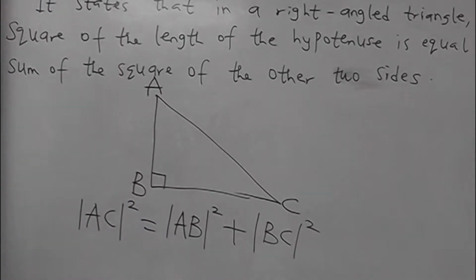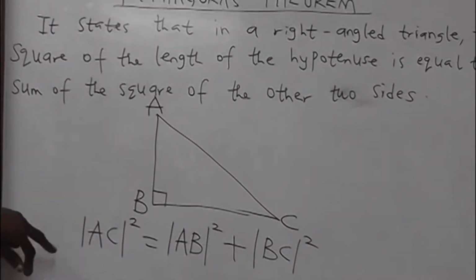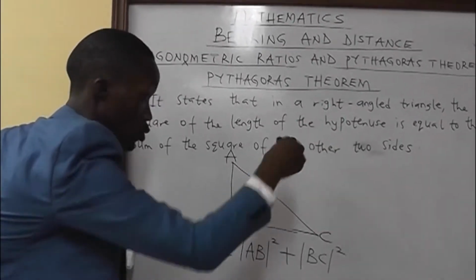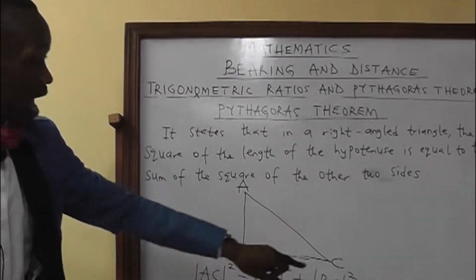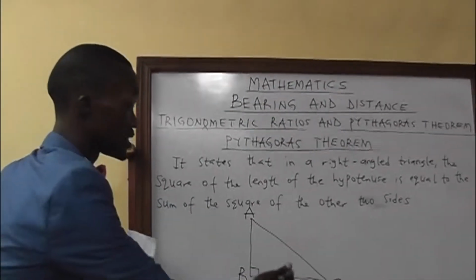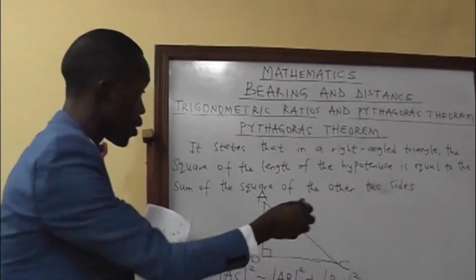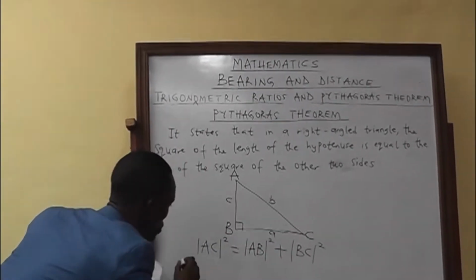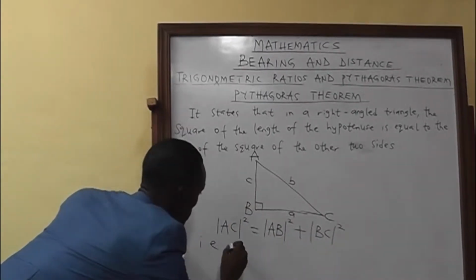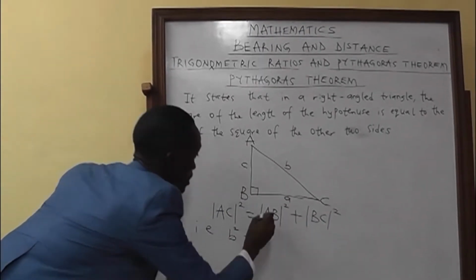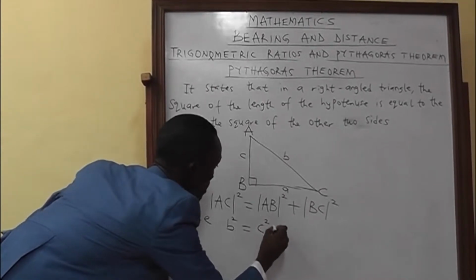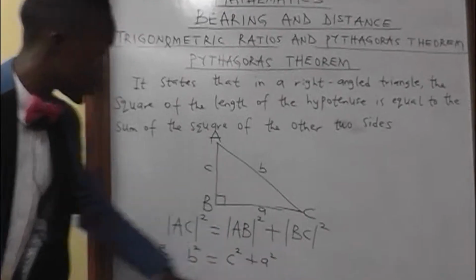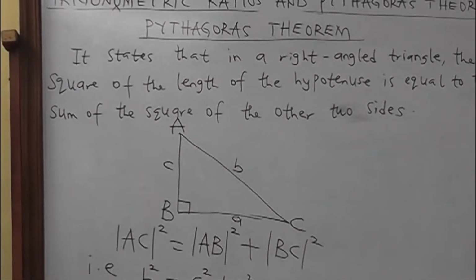So this is the short form, and if you don't want to make use of this AC, combining these ones, we can just go back to what I explained earlier, that the side facing an angle is represented with a small letter, the lowercase letter. So this one will be b, and this one will be c, and this one will be a. Which means AC is b square, AB is c square, then BC is a square. And this is what Pythagoras Theorem is talking about.